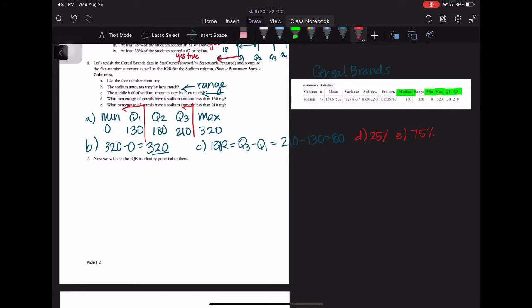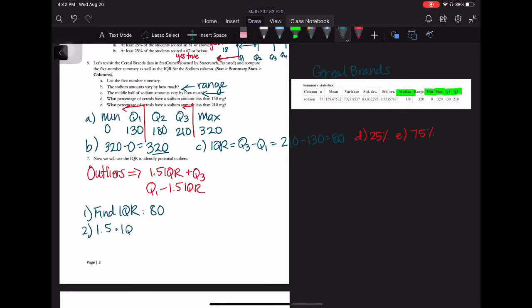In order to find outliers, you use a certain formula that involves the interquartile range. Outliers are calculated by taking 1.5 times the interquartile range and adding that to the upper quartile or subtracting that from the lower quartile. Here's what that looks like. First of all, we have to find the interquartile range. And we already know that the interquartile range is 80. Now we're going to take 1.5 of that. So 1.5 of 80 is equal to 120.